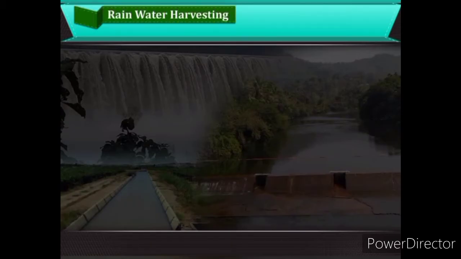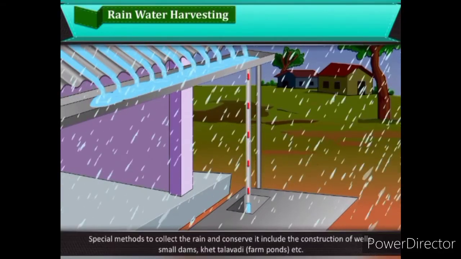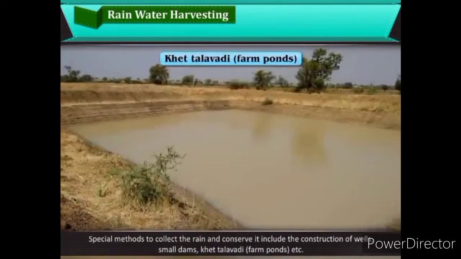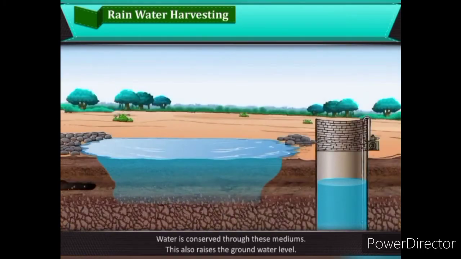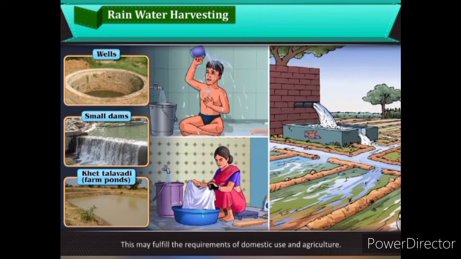Rainwater harvesting. Special methods to collect the rain and conserve it include the construction of wells, small dams, khet talavadi or farm ponds, etc. Water is conserved through these mediums. This also raises the groundwater level. This may fulfill the requirements of domestic use and agriculture.